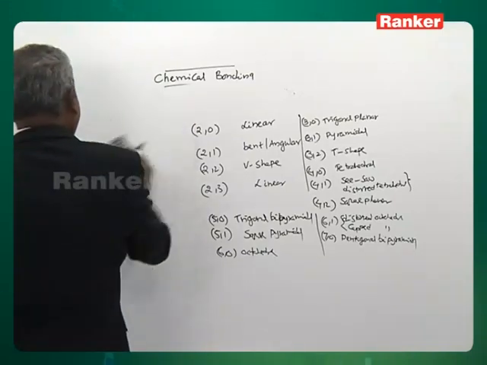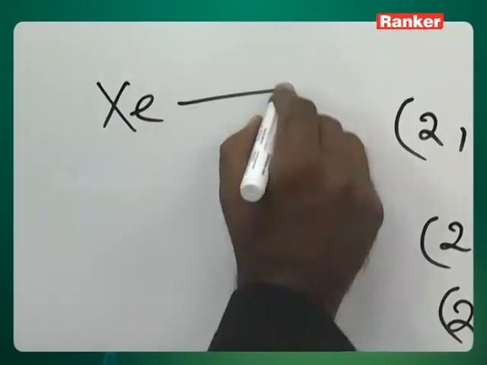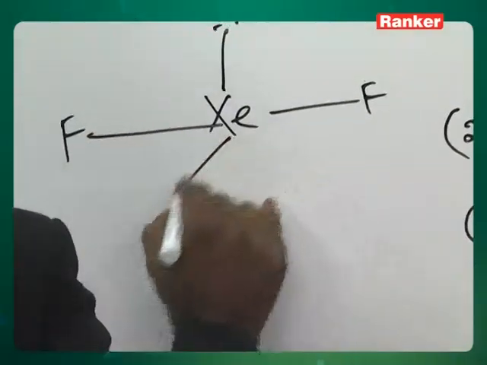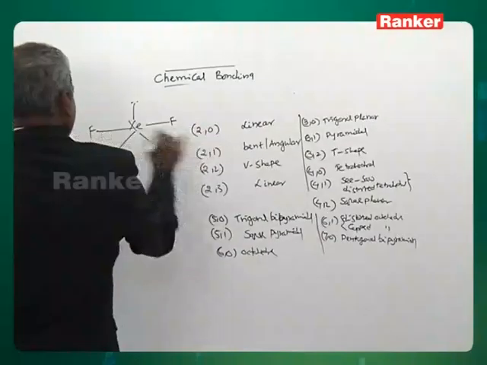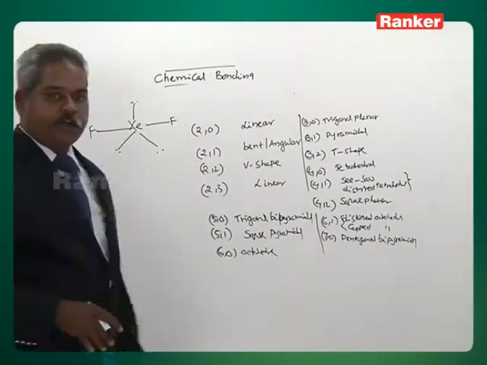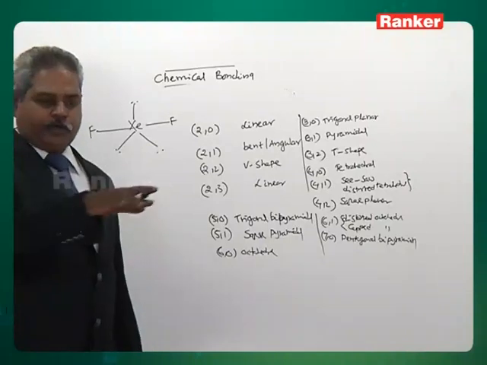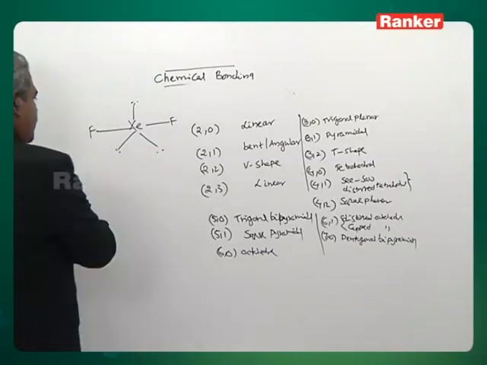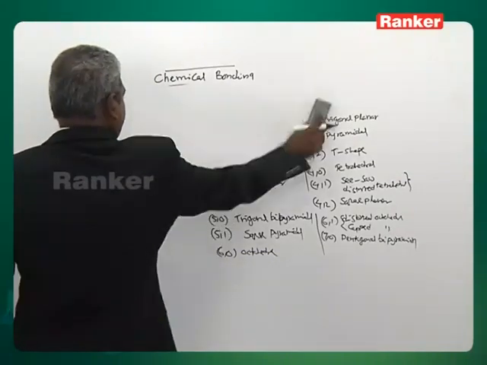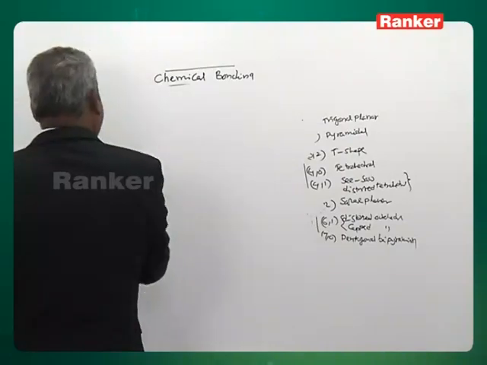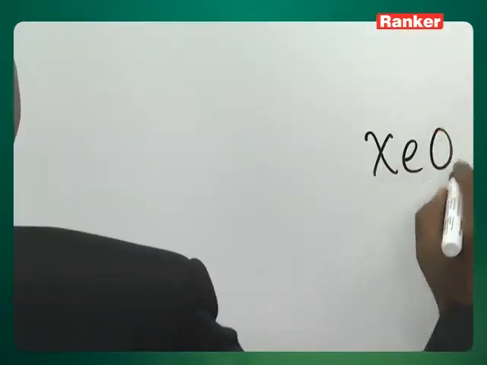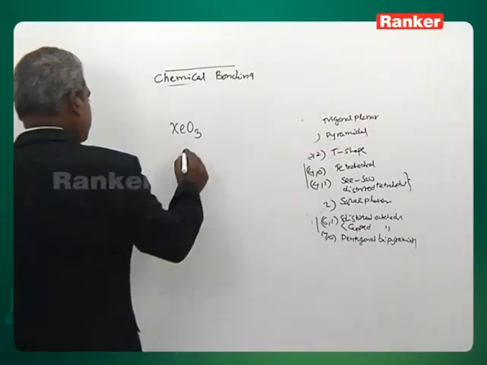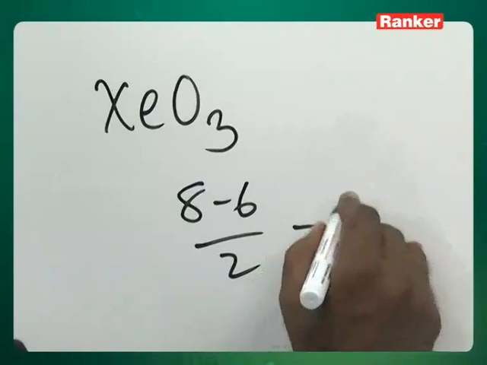Despite the presence of lone pairs, it acquires a linear shape because the lone pairs cannot be avoided. There are too many lone pairs, even if the atoms try. Okay? They will be taking a linear shape and the lone pairs are in the equatorial position. The lone pairs are in one plane and bond pairs are above and below the plane. Like that. You can take your own example and find yourself. XeO3. 8 minus 6 by 2. One lone pair.